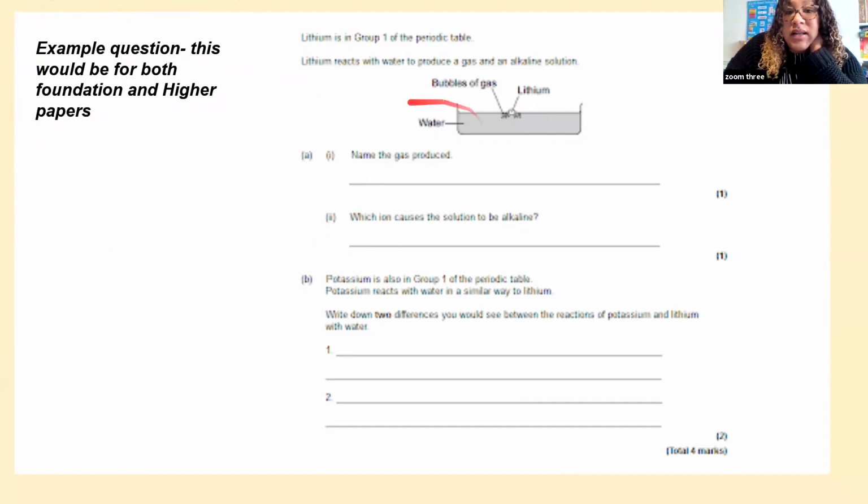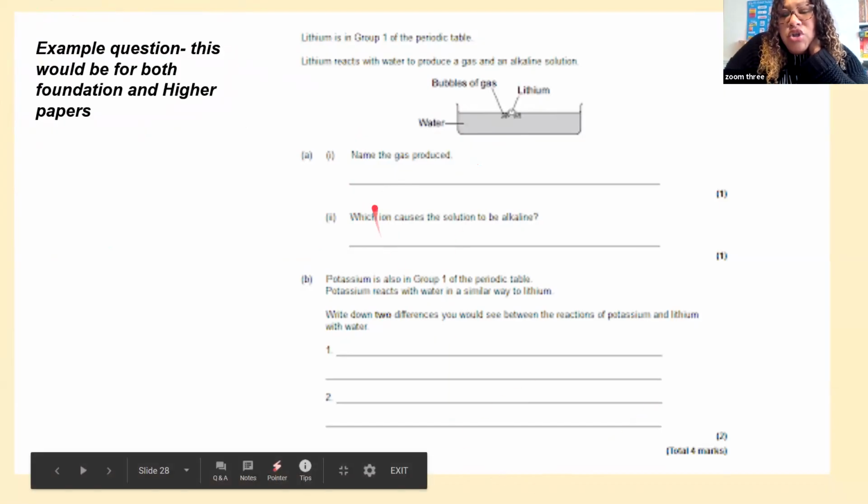So it says, firstly, name the gas produced. And I would hope now all 60, some of you have disappeared, 65 that are still here would be able to name that gas. Okay, so I'm going to wait and Sir can tell me the first person to name the gas. And then which ion causes the solution to be alkaline?